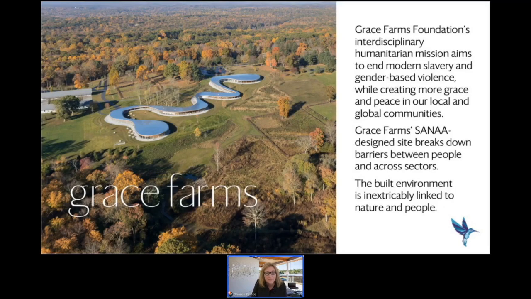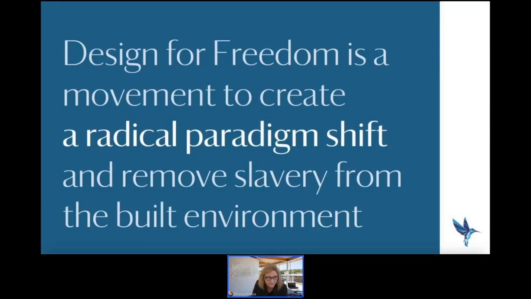So we initialized a new movement, Design for Freedom, to create a radical paradigm shift, to create institutional responses, and then also illuminate, then remove forced labor from our building materials supply chain. So today I'm asking you to add human rights as a fundamental criterion in building material specifications and procurement, and to envision your buildings being built without forced labor, without embedded suffering in your foundations, curtain walls, and interiors.